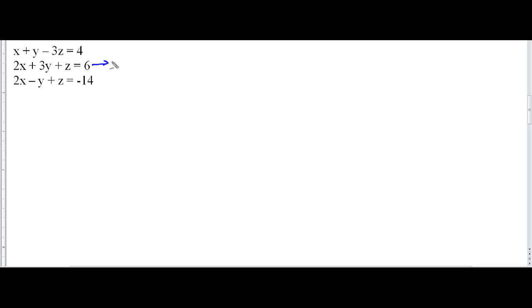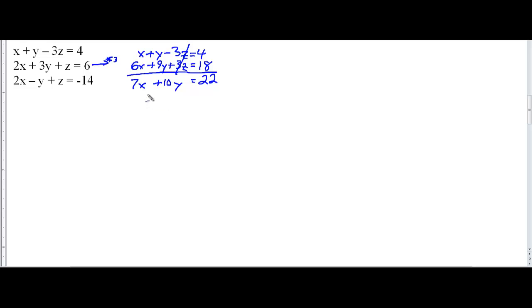So do this line, multiply it by 3, and that makes my top line x plus y minus 3z equal to 4. Now the line below it, multiplying by 3, I now have 6x plus 9y plus 3z equals 18. 6, 12, and 18. Let's add these together. This is going to be 7x plus 10y. The z's go away, is equal to 22.